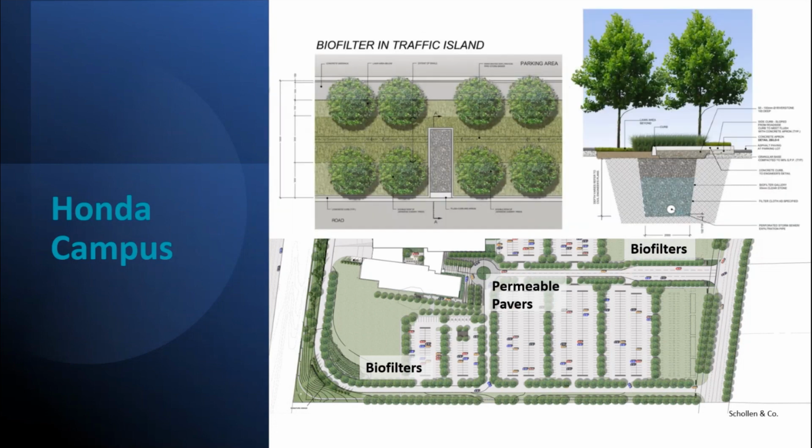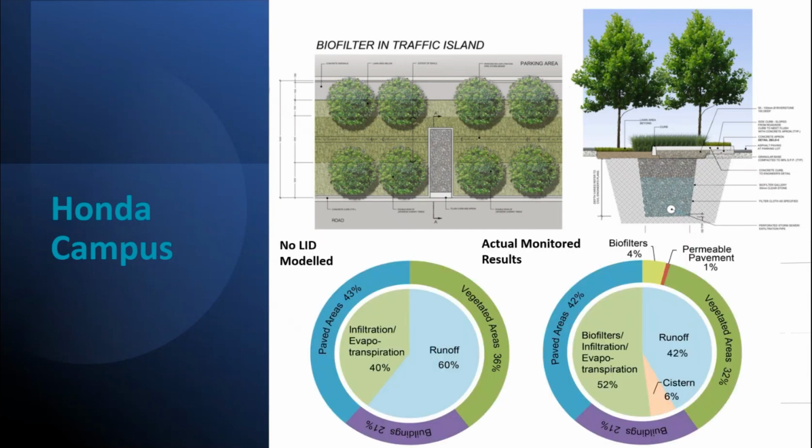Here we see the biofiltered traffic island and how it makes up in a cross-section, both in a plan and profile view, in a bird's eye view location, and a cross-sectional view we can see from the side. And this is what we're talking about with the modeling. So we can see the site would have been 60% of runoff in comparison to runoff at 42%. And this didn't impact the size of the necessary distribution center and head office space.